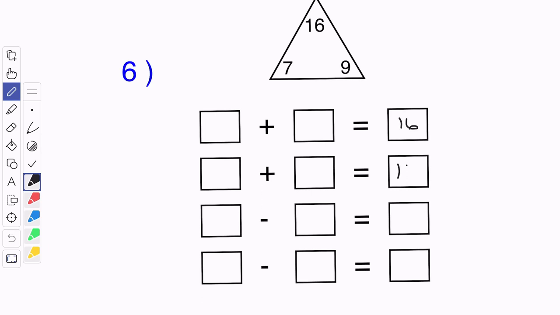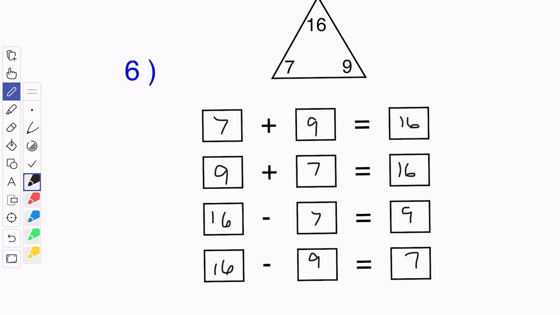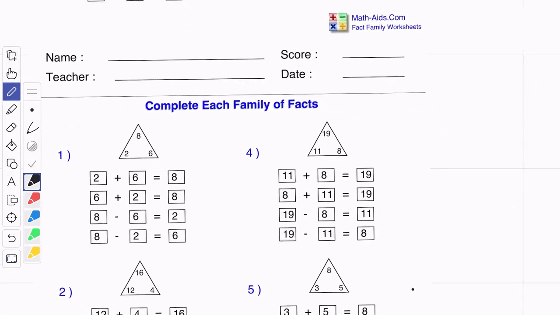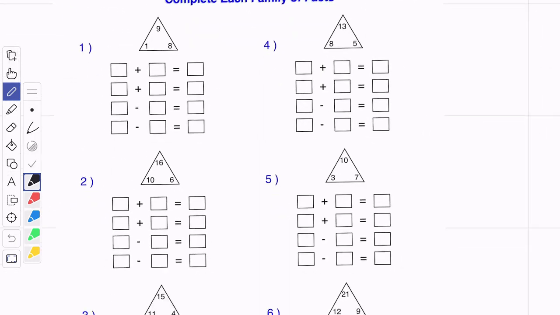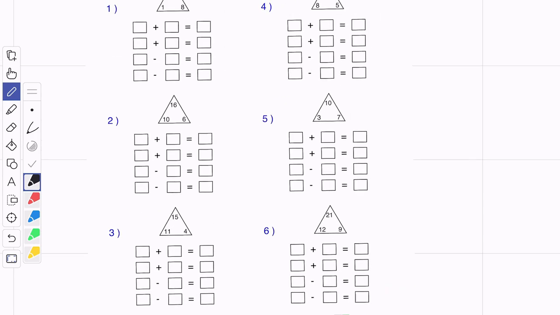16 is going to be the biggest. 7 plus 9 is 16, 9 plus 7 is 16, 16 minus 7 is 9, and 16 minus 9 is 7. We're going to pause and give you time to work on all of these.